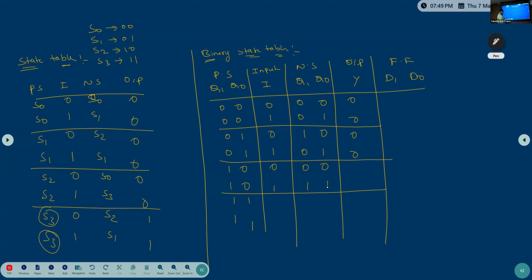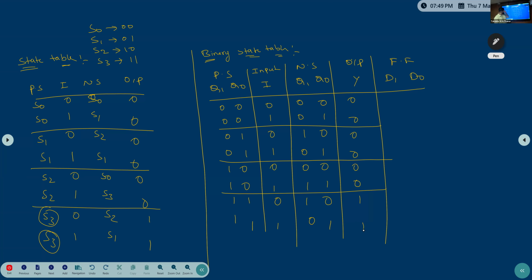What is S2, right? Yes. S2 means what? 1, 0. S3 is 1. Then S1. S1 means 0, 1. So these two cases, 0. These two cases, it is 1, 1. Output is 1, 1.